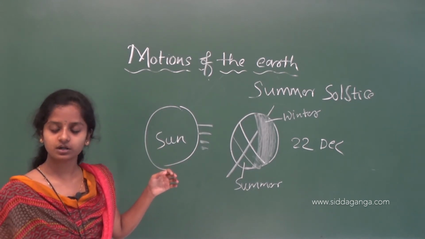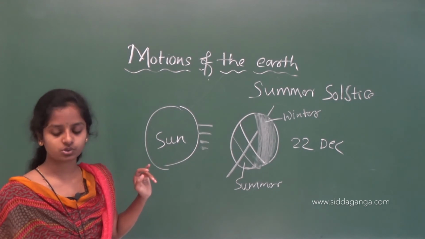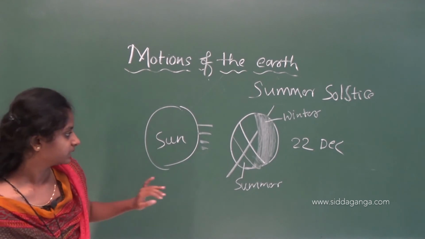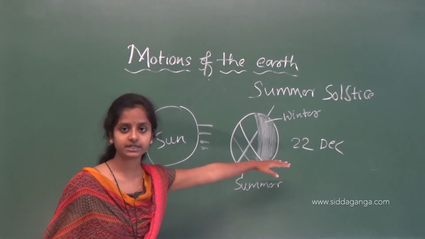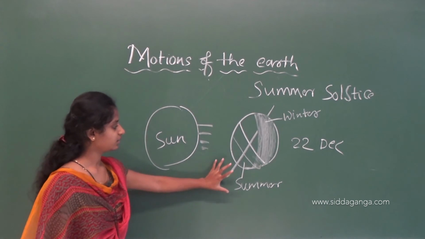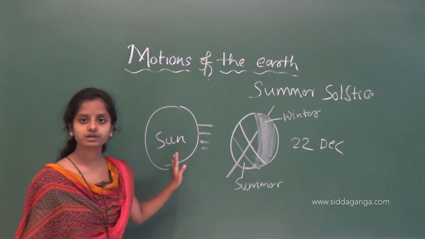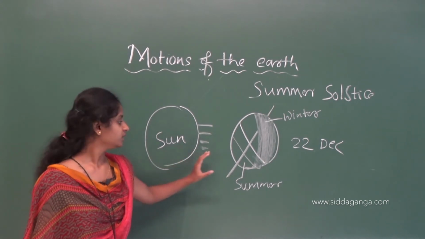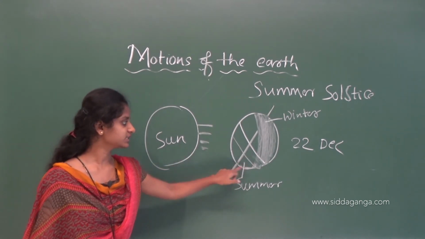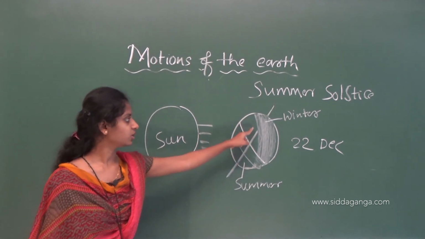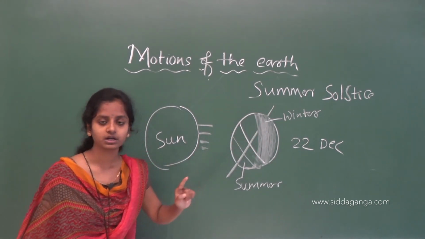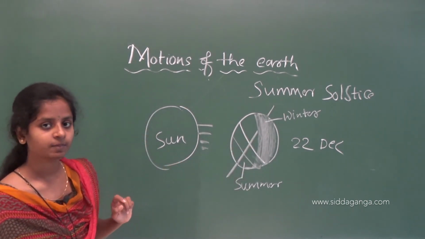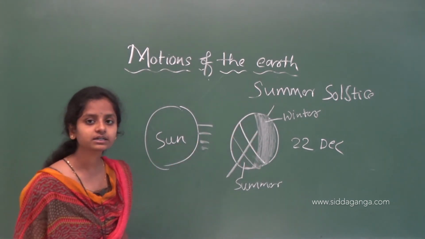This position of earth is called the winter solstice. Similarly, on the 22nd December, the Tropic of Capricorn will receive the light and the southern hemisphere will be tilted towards the sun. So this part will receive the light. Here it is summer with longer days, and the northern part will be winter with longer nights. So this is known as the winter solstice.